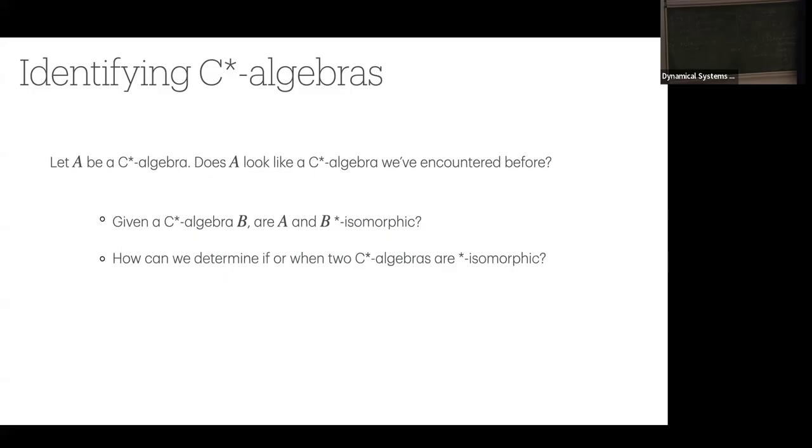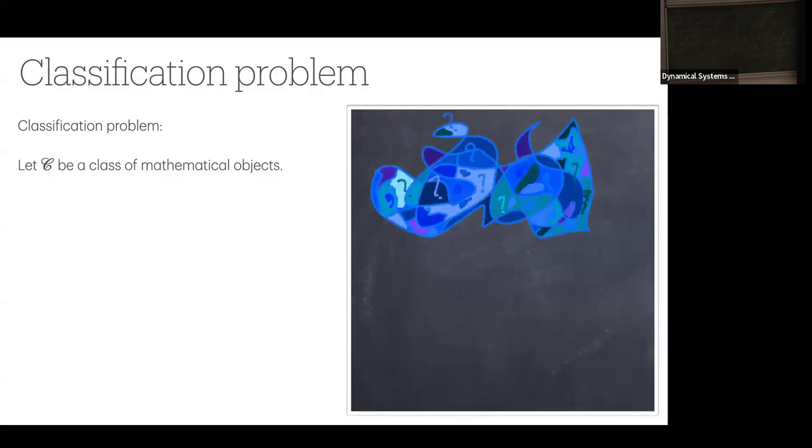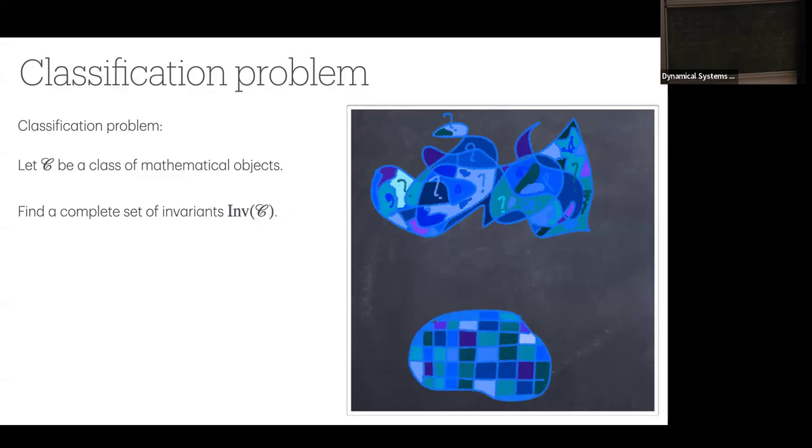So how do we determine an isomorphism of two C-star algebras? Is it even a reasonable question to ask if we can do this if we're just greeted with two C-star algebras? So this is really a classification problem now that I'm talking about. We have a class of mathematical objects. It might be quite complicated and ugly, and we would like to be able to determine isomorphism classes. So we need a complete set of invariants, and this should be neat and tidy. And it should be an isomorphism invariant.